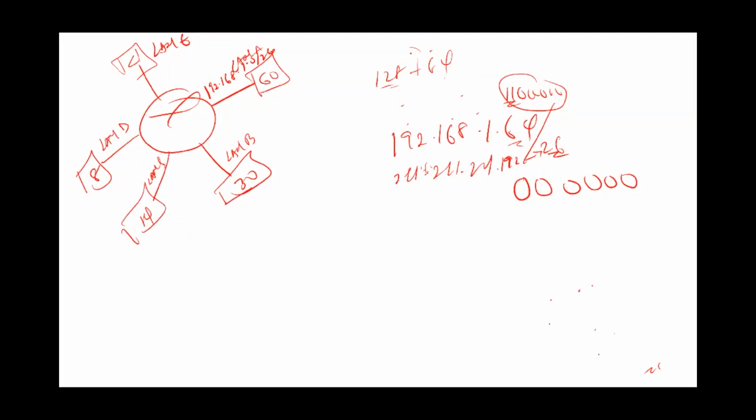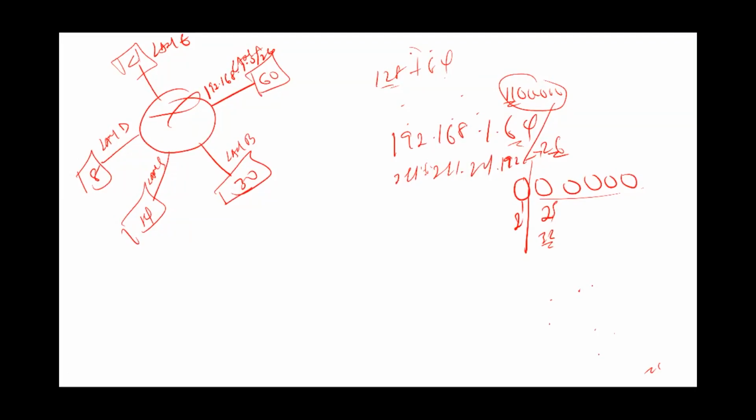Let's think about it. If I borrow 1 bit, 2 to the power 1, we create 2 subnets. I have 5 bits left. 2 to the power 5 will give me 32 addresses per subnet. Yes, this will work, but I'm going to waste 2. What if I borrow 2 bits? I will not get up to what I need.